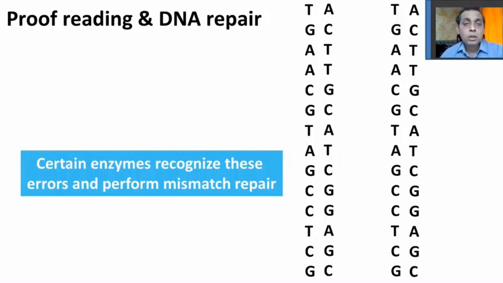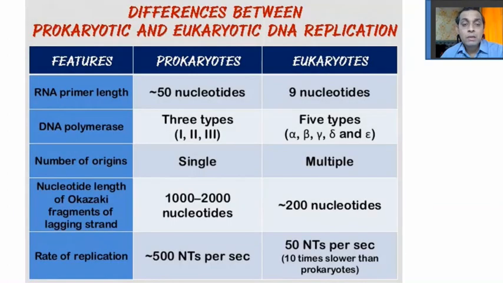So this was the process of DNA replication with the specific enzymes. Now, these are some differences between prokaryotic and eukaryotic DNA replications. You can see the primer lengths of the prokaryotes and eukaryotes are different. The primer length in prokaryotes is approximately 50 nucleotides, and eukaryotes have around 9 nucleotides. The DNA polymerase enzymes making various functions are also of 3 types in prokaryotes and 5 types in eukaryotes.